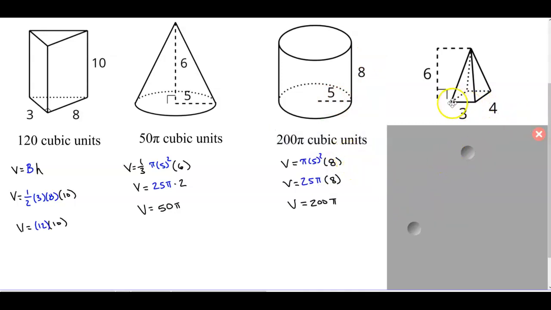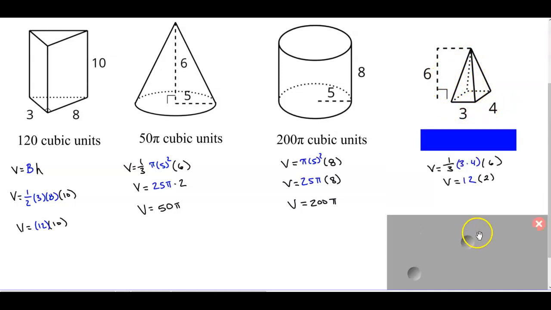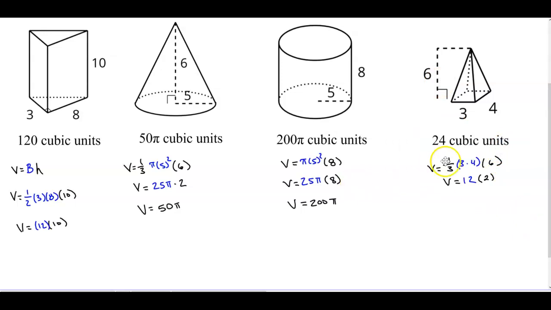And then over here, we've got a 4 by 3 rectangle as the base. So 4 times 3 is 12. It's a pyramid, so I'm going to divide that by 3. So 12 divided by 3 is 4. 4 times 6 is 24. However you do that, but hopefully you can check your answers here. Go ahead and hit pause if you need to review any of these in greater detail.